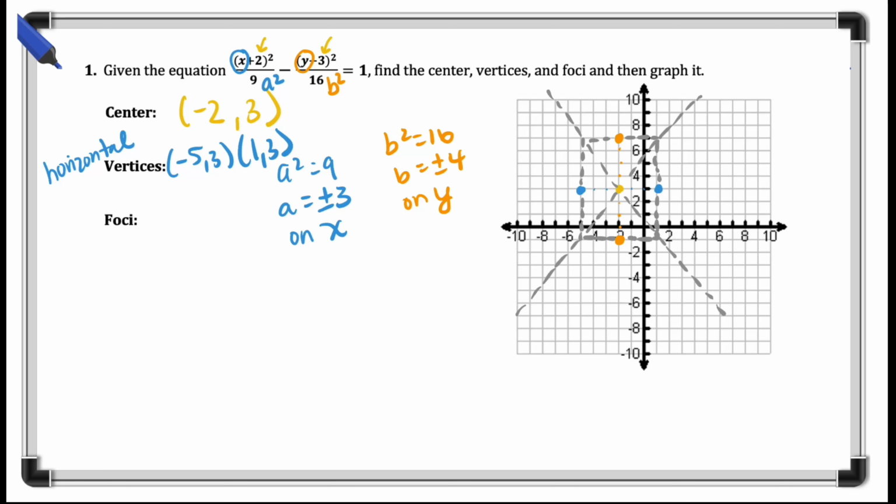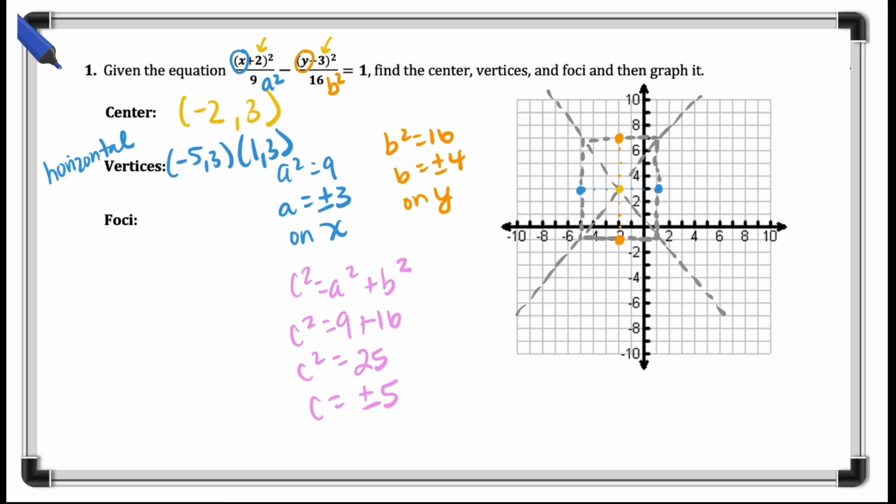Now, when you're finding your foci, remember that your foci are always going to be inside your hyperbola. So the foci can never be inside this box. When you find your foci, you've got your equation, c squared equals a squared plus b squared. So you've got 9 plus 16, which gives 25, and c is plus or minus 5.